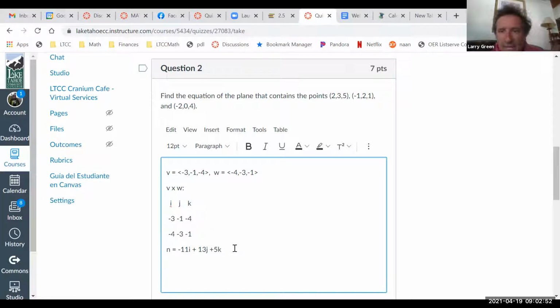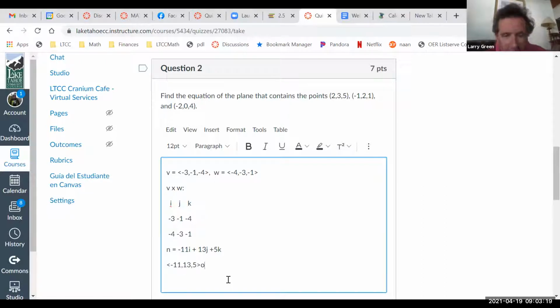Find D. I'm not sure what D is here. Yeah, it's time to actually write down the equation. And the idea is we have a normal vector, which means that you take that normal vector, which I'm going to write as a vector in pointy bracket notation: -11, comma 13, comma 5.